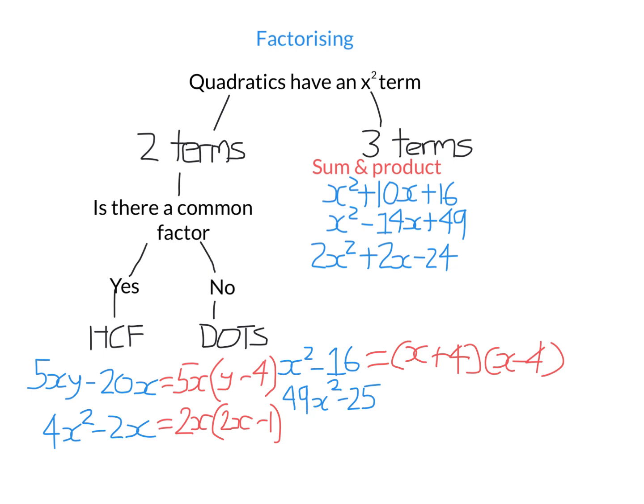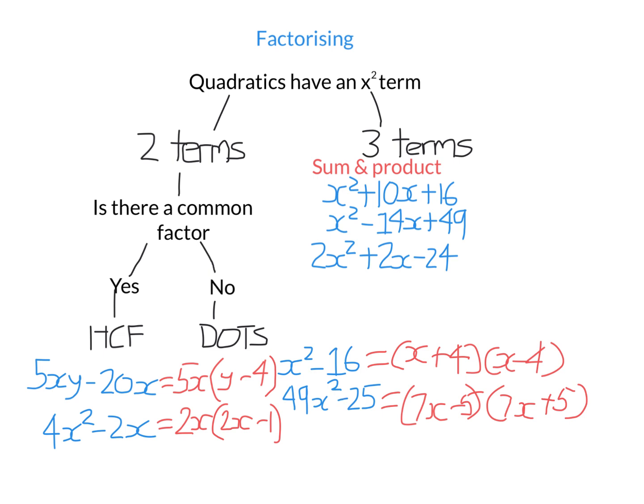All right, 49x squared minus 25. There are no common factors. No numbers go into 49 that also go into 25, other than 1. So difference of 2 squares, we set up 2 brackets. We square root the first, so square root of 49x squared is 7x. Square root of 25 is 5. 1 bracket gets a minus, 1 gets a plus. So if you were to expand either of these using FOIL, you would get what you started with.